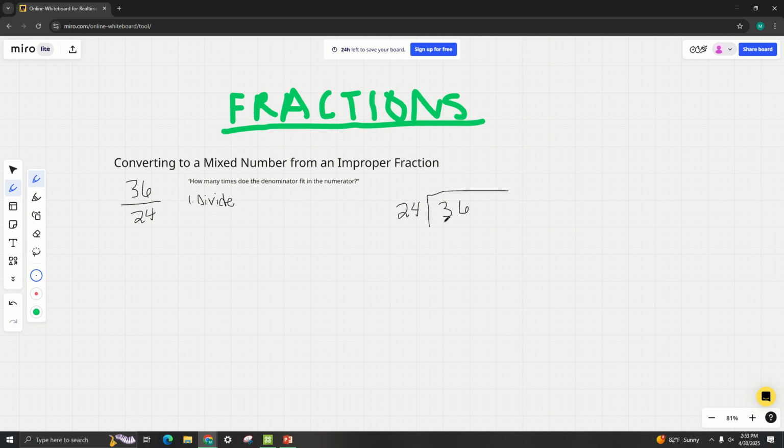So 24 definitely can't fit in 3, so we'll place a 0 over there. And just for the sake of showing you all of the steps, I'm going to go through this. If you already know that you don't have to do this, you feel free not to do it. I'm just showing it to be extra clear.